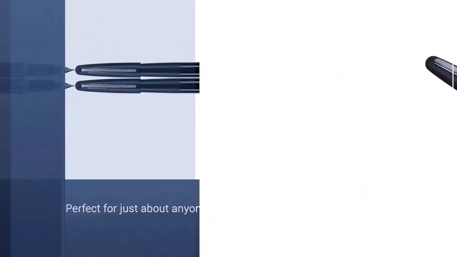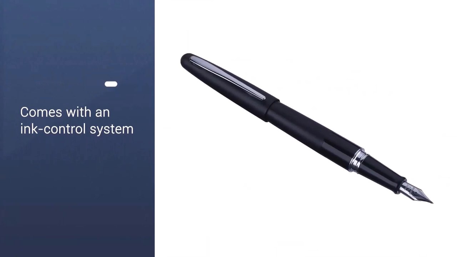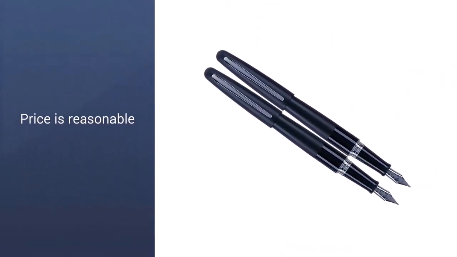The Metropolitan comes with an ink control system so you don't have to be an expert to create smooth lines. This Pilot fountain pen comes with a starter cartridge. The barrel is brass and you have your choice of three accent colors, silver, champagne, and black.